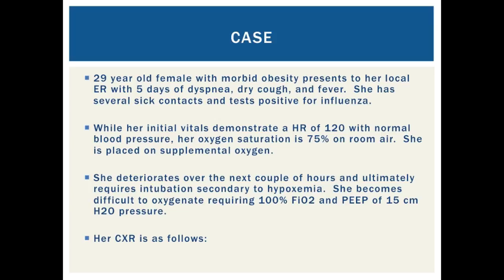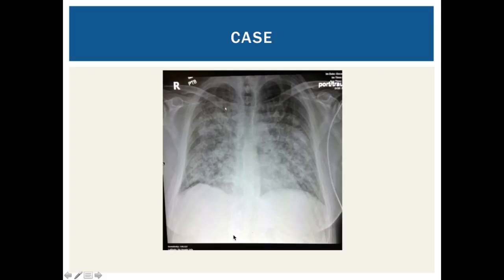Her initial labs demonstrated that she was tachycardic with normal blood pressure, SATs are 75% on room air. She's put on oxygen. She ultimately deteriorates over the next couple of hours and ultimately requires intubation secondary to this hypoxia. She becomes difficult to oxygenate. You can see here she requires very high ventilator settings, 100% FiO2 and PEEP of 15. Her chest x-ray looks as follows.